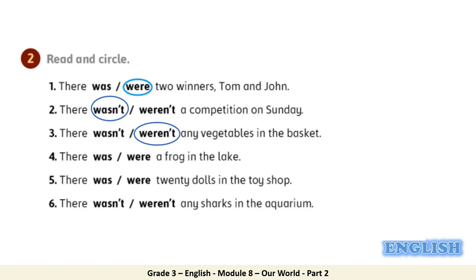Can you tell me why did we choose the verb weren't in this sentence? Excellent! We chose the verb weren't because vegetables is a plural noun. Number 4. There was or were a frog in the lake. Which one is the correct verb?